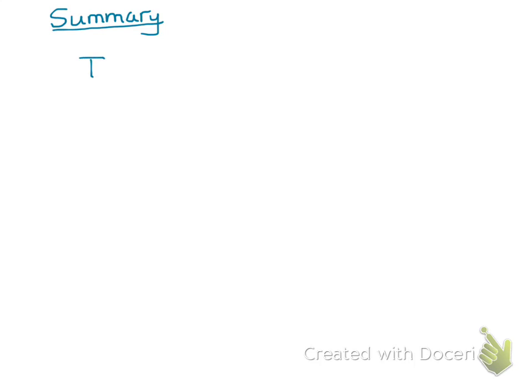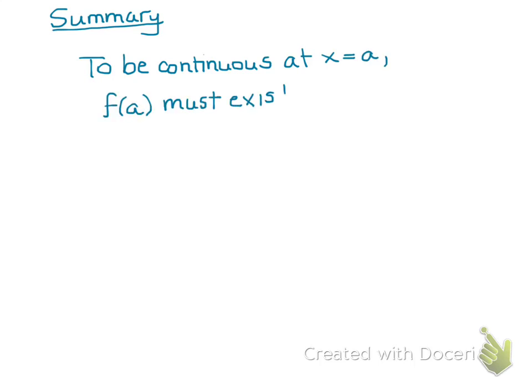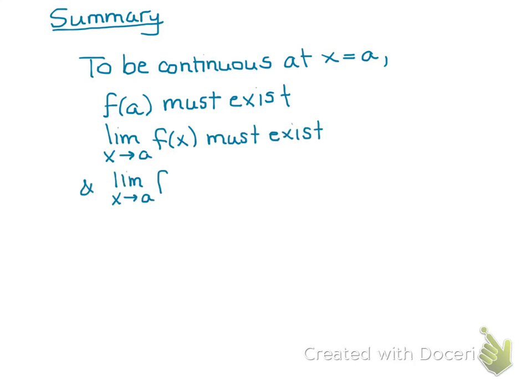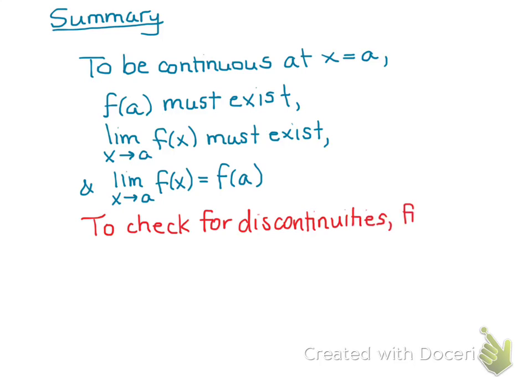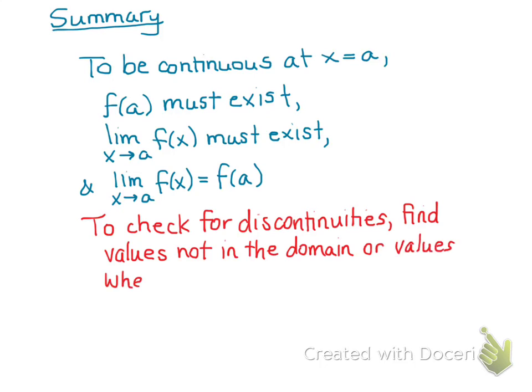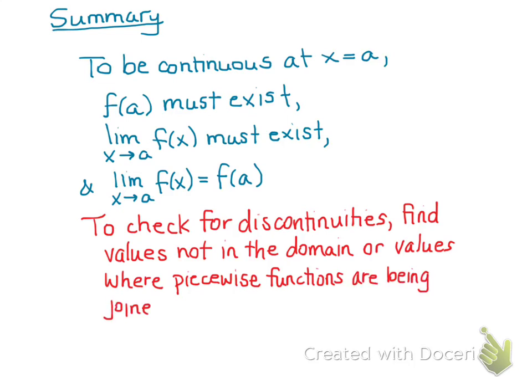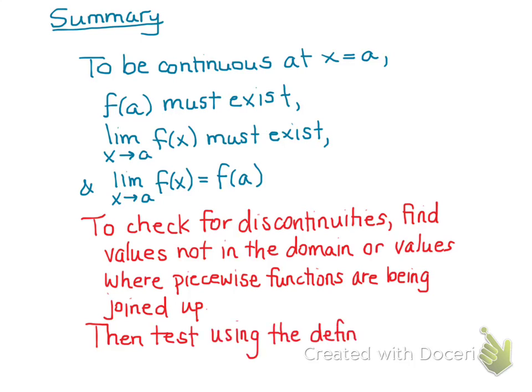Alright, so to summarize what we've learned in this video, in order for a function to be continuous at a point x equals a, f of a must exist, the limit as x goes to a of f of x must exist, and these two values must be equal. To check for discontinuity, first find the values not in the domain of the function, or values where we're gluing up several piecewise functions. Then, test each of these points that we're worried about against the definition for continuity, which is listed above.